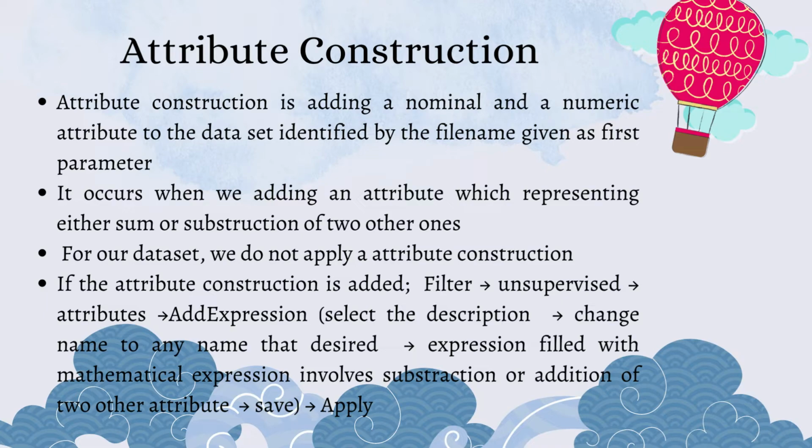If attribute construction is added, first go to Filter, then Unsupervised, then go to Attribute, add expression, select the description, then change the name to any name that is desired, then go to the Expression field with a mathematical expression involving subtraction or addition of two other attributes, then save. Lastly, click Apply.